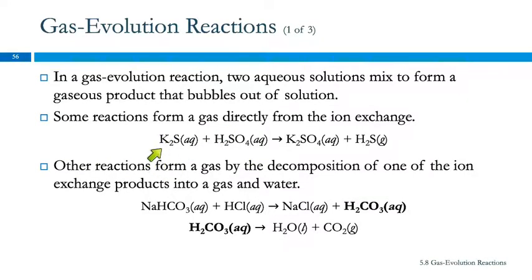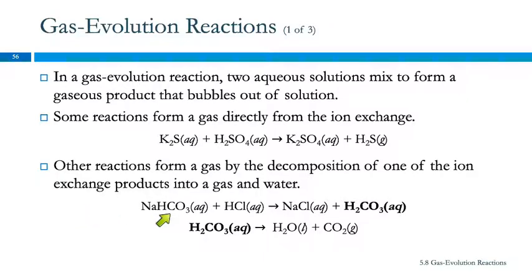So this is an example where potassium sulfide and sulfuric acid, we swap the ions, we get potassium sulfate, which is a soluble ionic compound, and H2S, which happens to be a gas and will bubble out and it smells horrible, by the way. Other reactions, the gas is formed by the decomposition of one of the products.